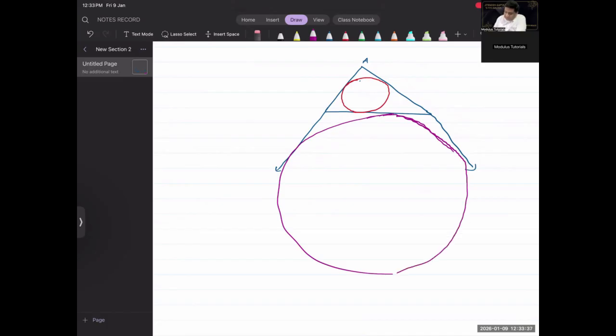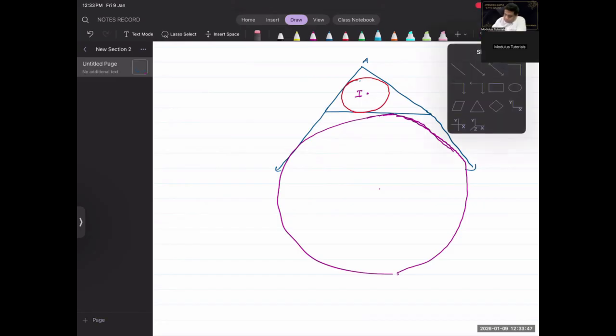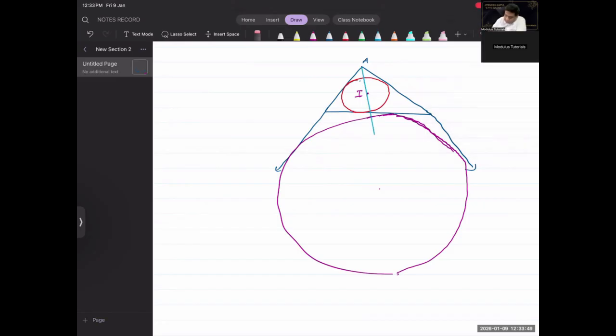There will be another circle, right? With I1 as the center. So this is I, got it? So let me just draw this. So from AI, as you can see, this is the thing. Already I have proven that this is a very much possible diagram. I hope there is no problem in this.